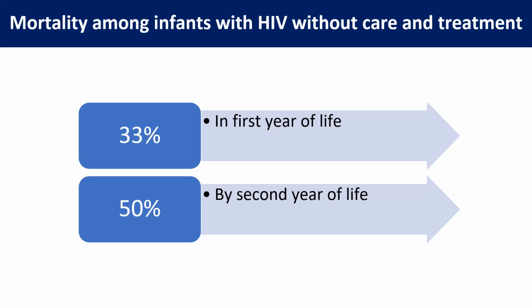So it's very important that we identify these children as early as possible. And we try to prevent the infection. If you can't prevent it, unfortunately, if they are infected, then it is better to start treatment as early as possible, so that you can reduce the risk of mortality in these children.